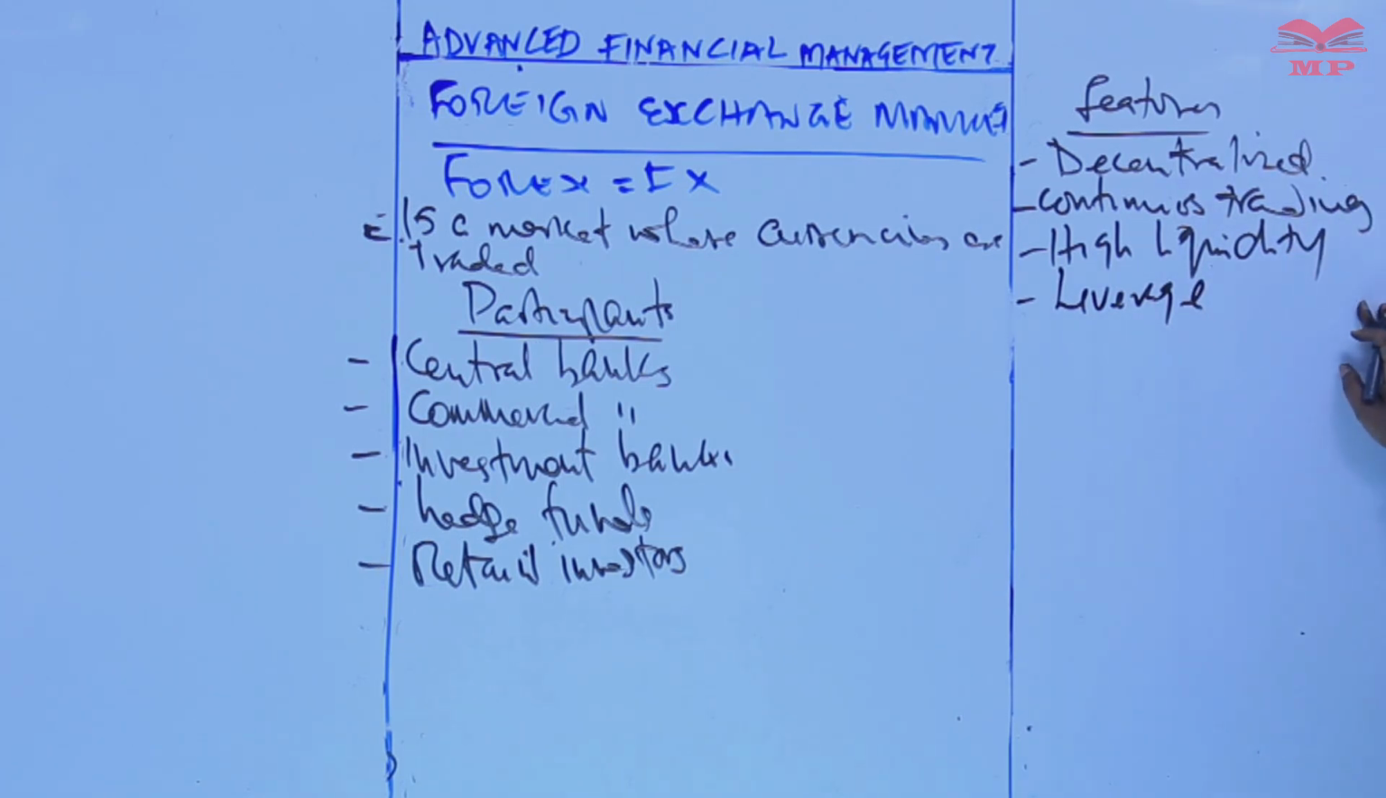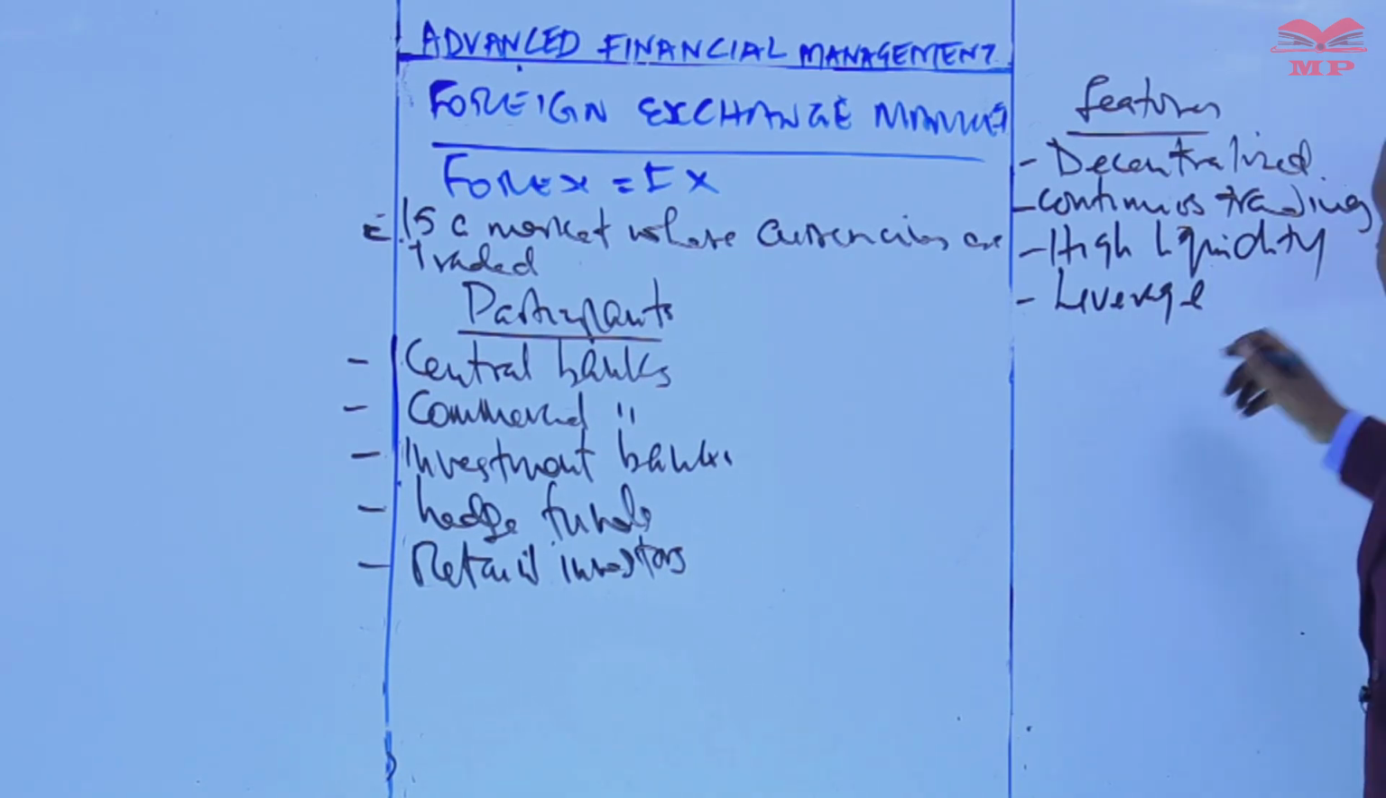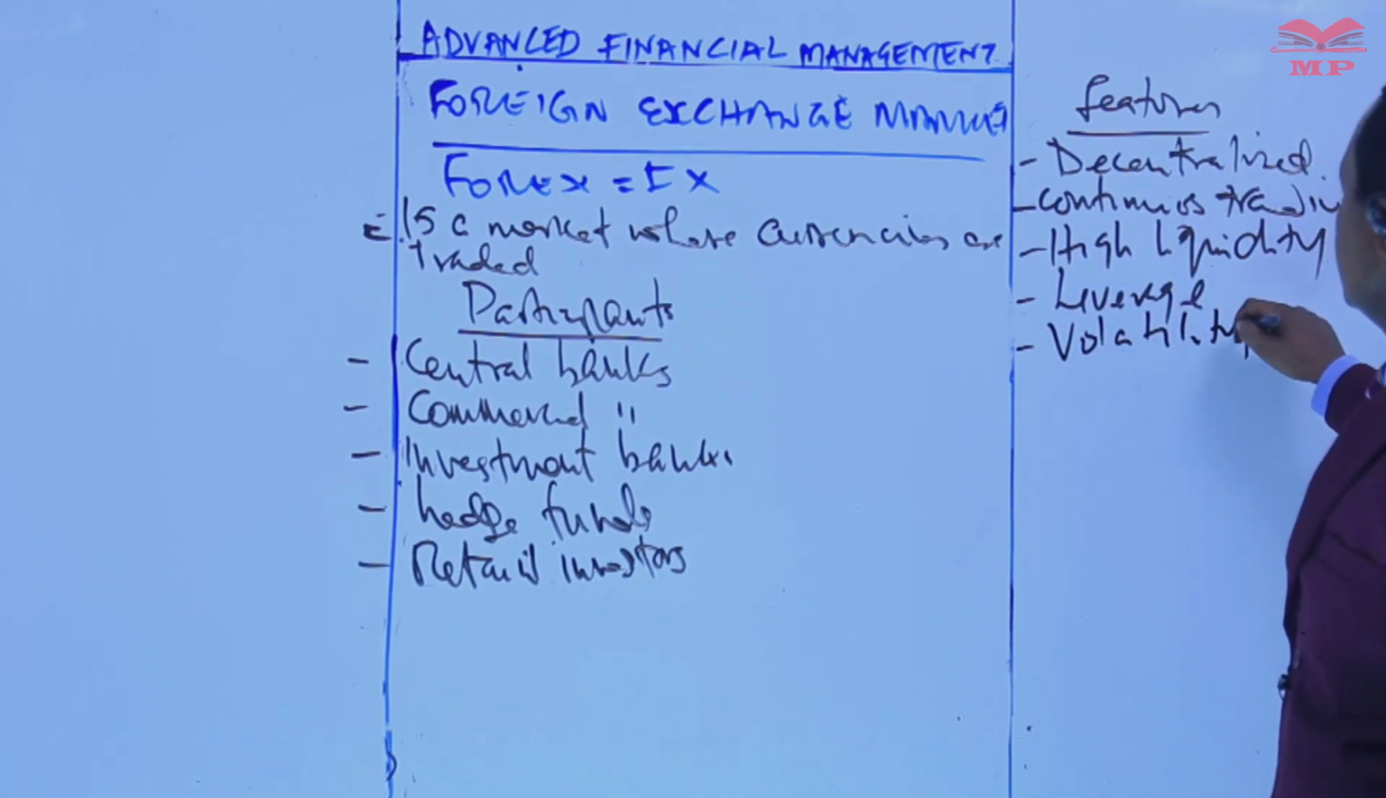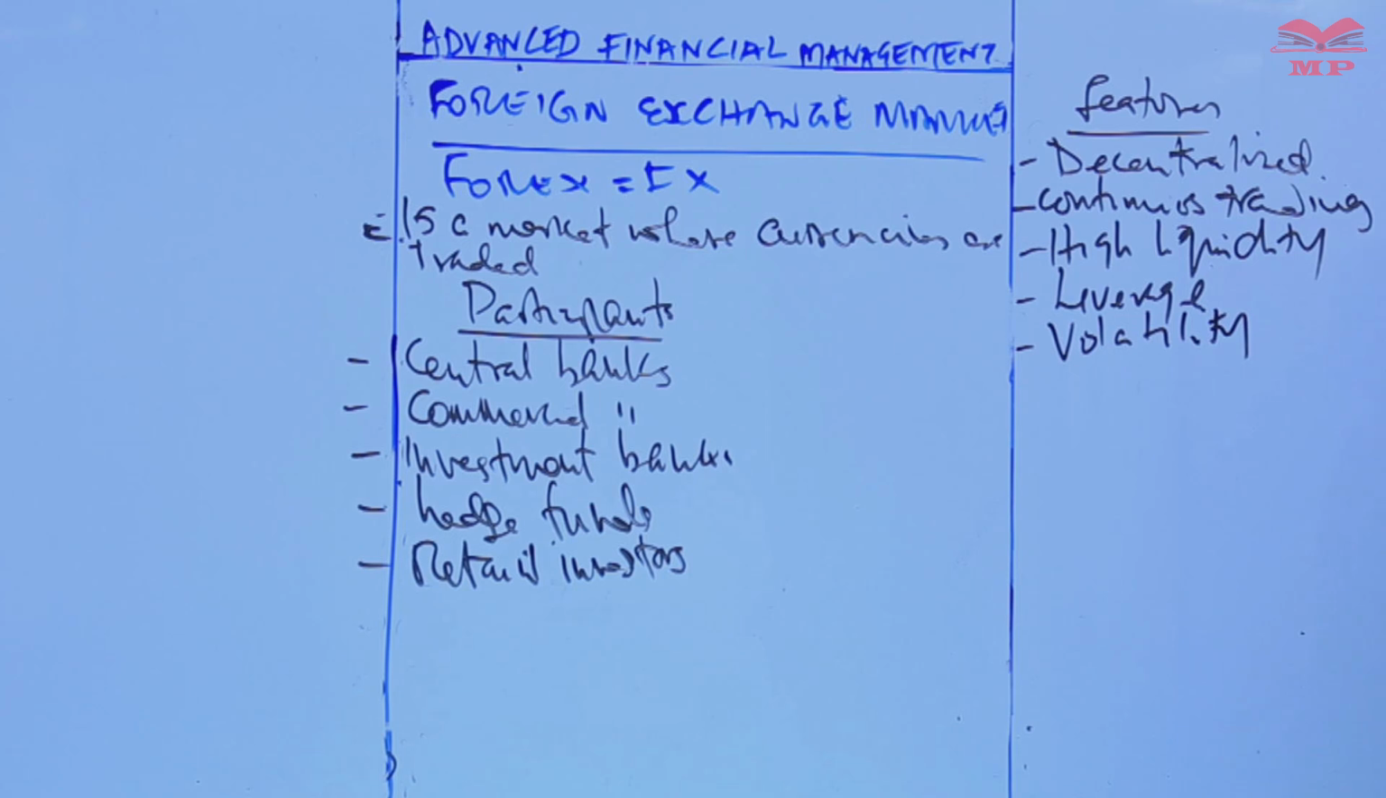Leverage. The fourth feature is in relation to leverage. Traders can use leverage to magnify their profits or losses. However, leverage also increases risk. And talking about risk, we have volatility as a feature. Exchange rates can be highly volatile, meaning they can fluctuate rapidly and unpredictably.